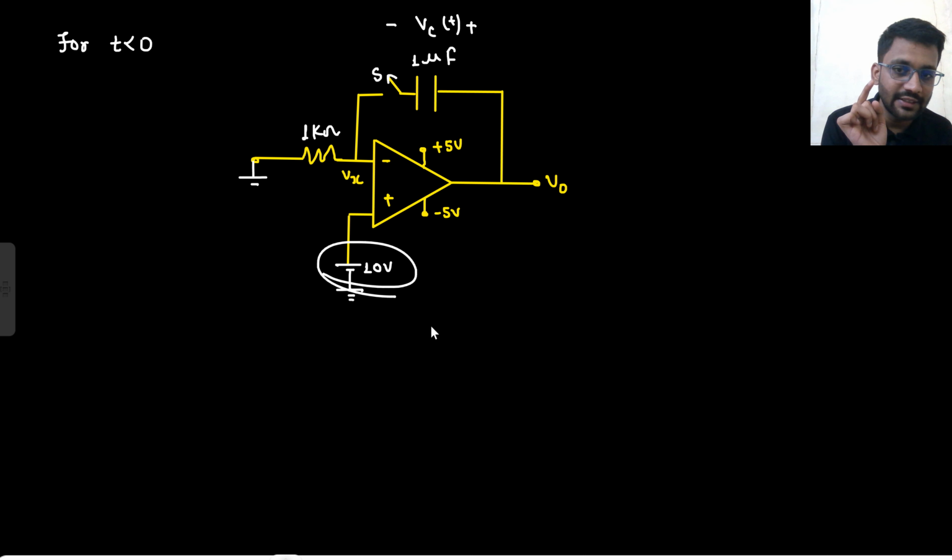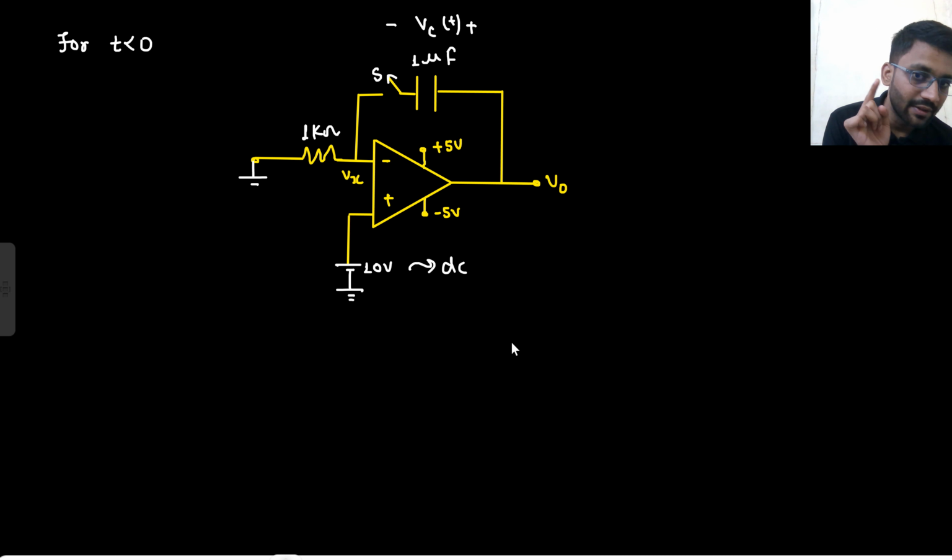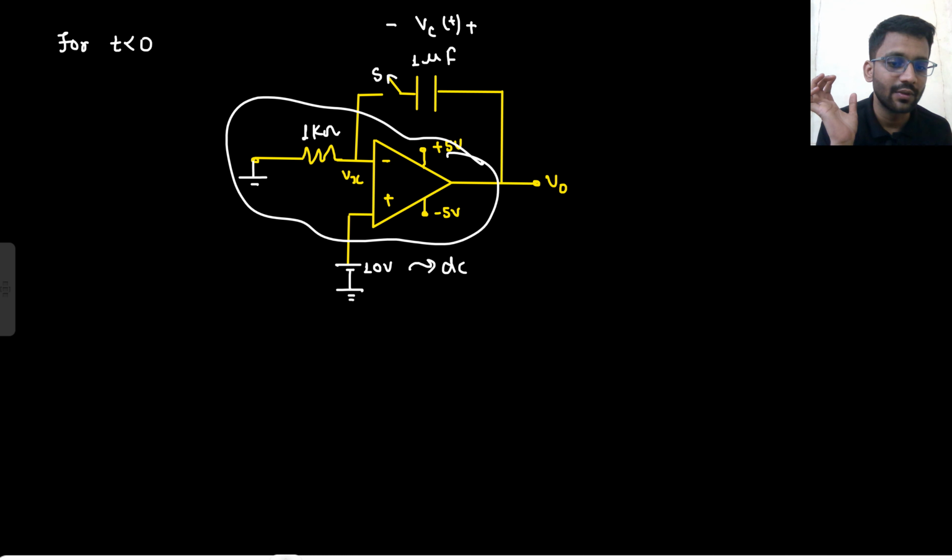Now this is the DC voltage. The 10 volt is DC. It is not a step. So even if this was open circuited, this 10 volt was there, because 10 volt is DC. And this switch is open, so the op-amp is working in open loop configuration only, no?